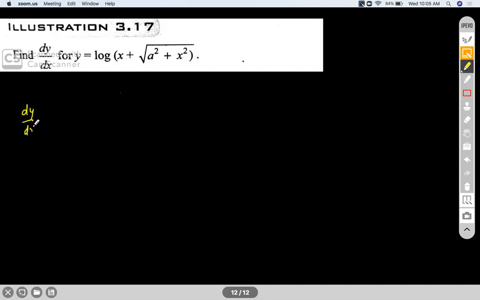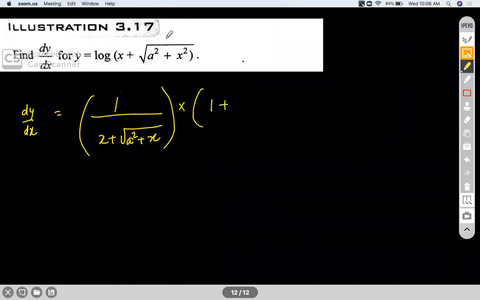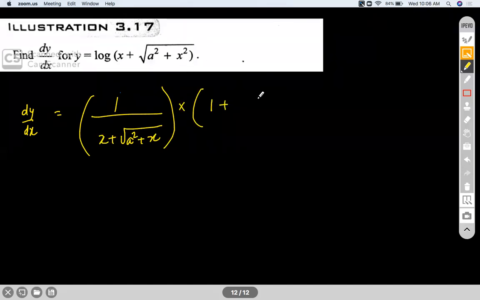Done, sir. Yes, sir. First, log something is 1 by something, into. Now, once log is gone, 1 plus this, you have to differentiate it simultaneously. So, x derivative is 1. For the derivative of under root of x square plus y square, you have to again use the chain rule, which is 1 by 2 under root a square plus x square, into, just multiply this to this term, okay, not with 1, into the derivative of a square plus x square, which is 0 plus 2x.